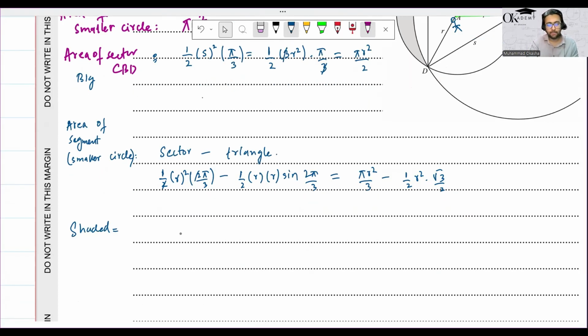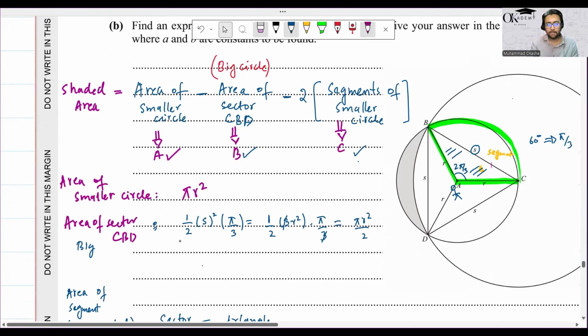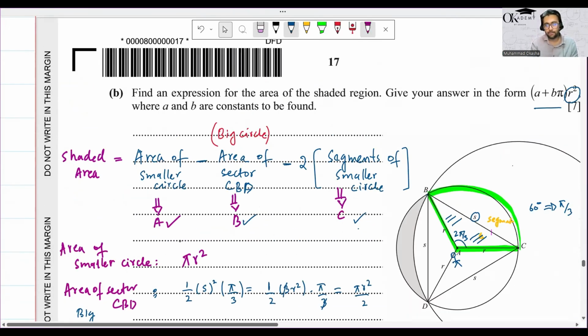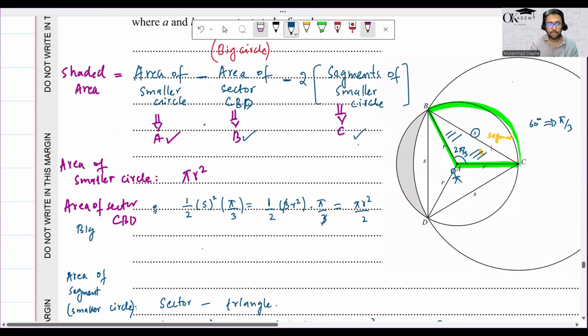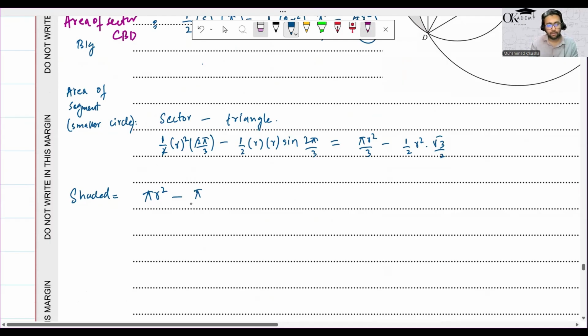So shaded area is equal to the entire area of the smaller circle, which was pi r squared. Let's put this over here: pi r squared. Okay, the first thing that I subtracted from it was the area of sector CBD, which was pi r squared by 2. I'll put this over here: pi r squared by 2.